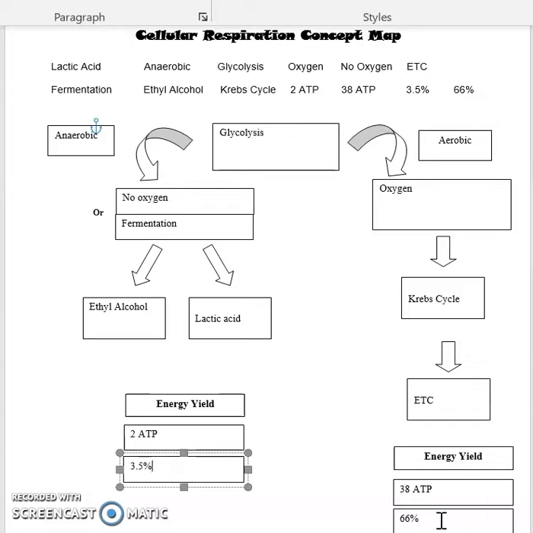So hopefully this flow chart helps you to go through the steps of glycolysis, either with oxygen or without oxygen.